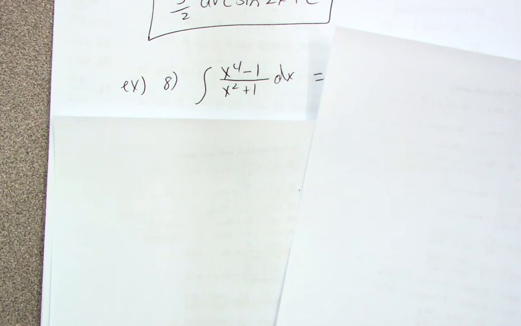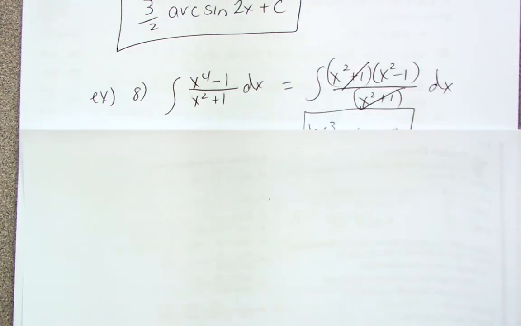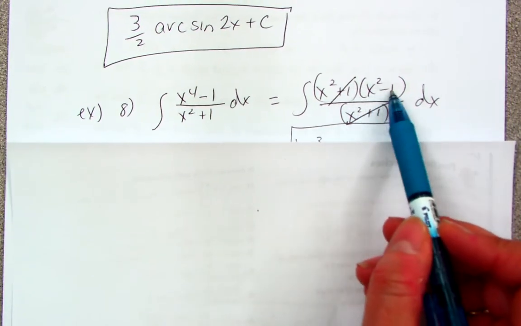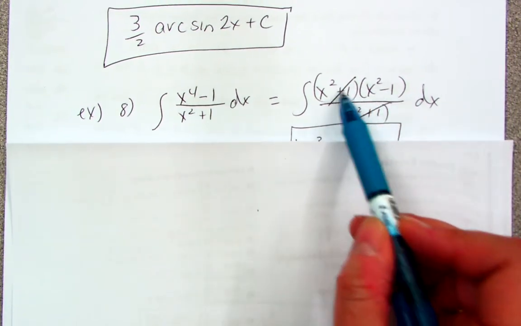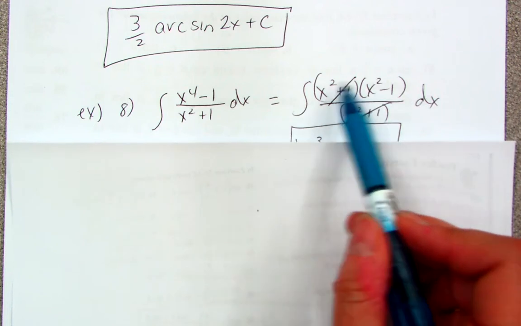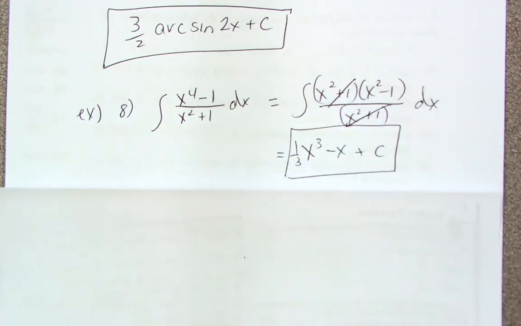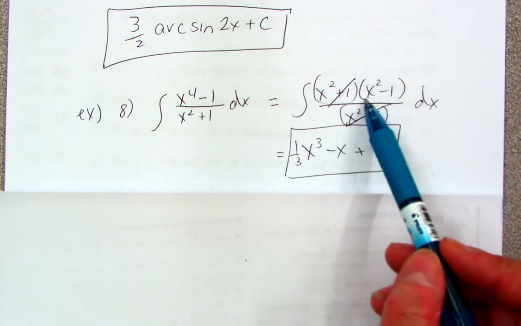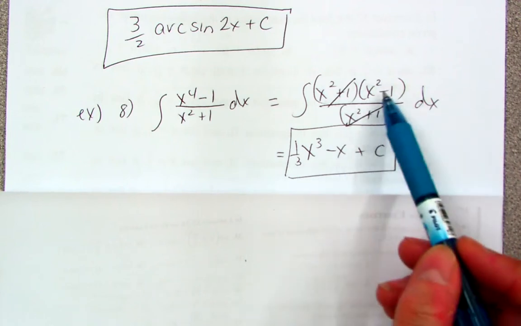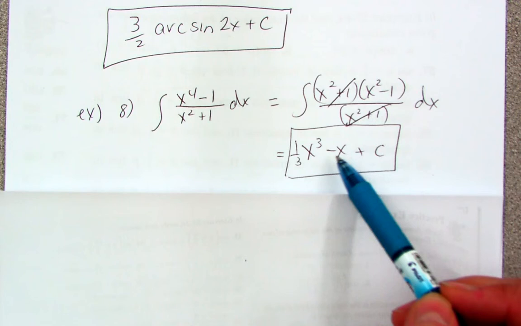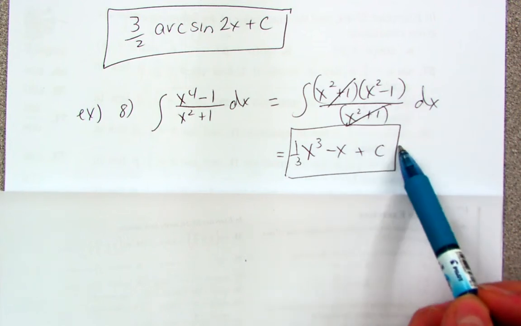I do notice something though. X to the 4th minus 1 is actually a difference of squares. Right? That's x squared plus 1 times the quantity x squared minus 1 all over x squared plus 1. They have that in common. Now it's just the integration of x squared minus 1. So x to the 3rd power, divide by 3, minus x plus c, I'm done.